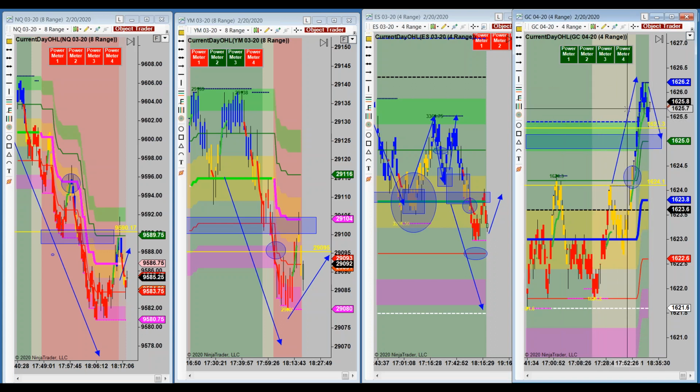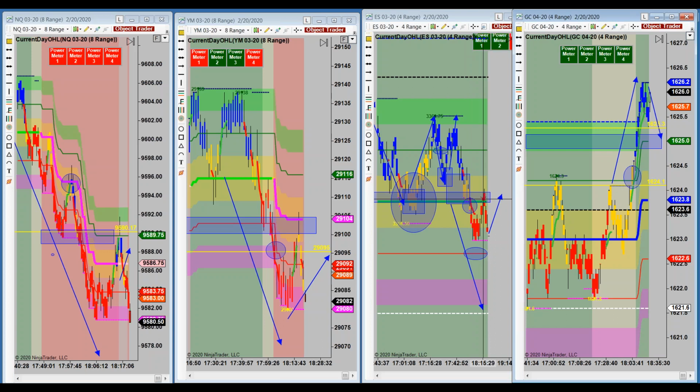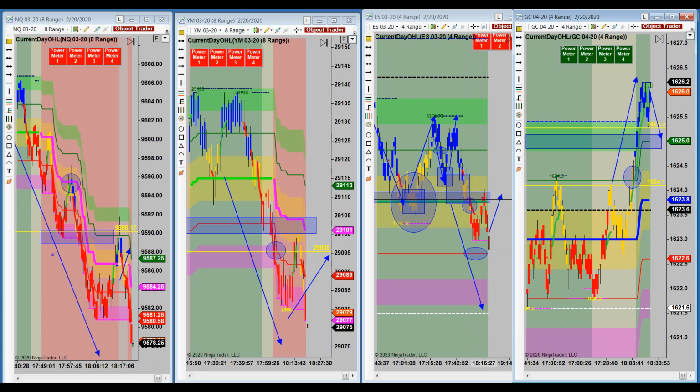Notice how gold's lagging a little bit, though. See how the kiss and roll occurred on NASDAQ here at 8:15, and this bar formed at 8:16 on YM and rolled. And this bar rolled back out of the box on ES at 8:15. There we go. We're taking out the lows.